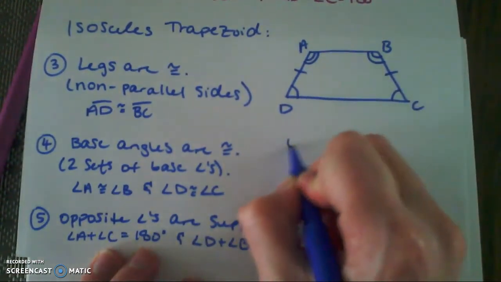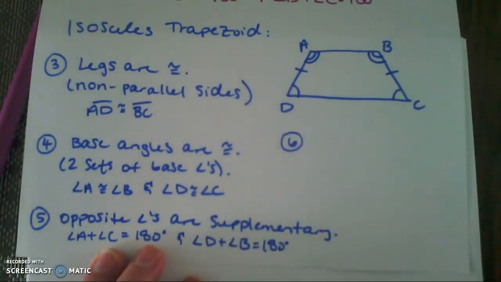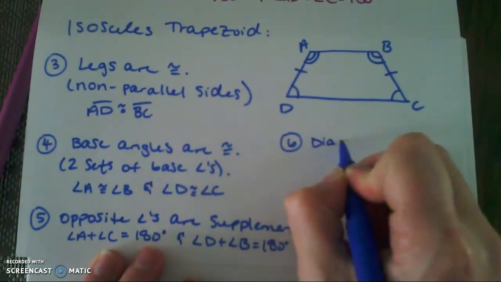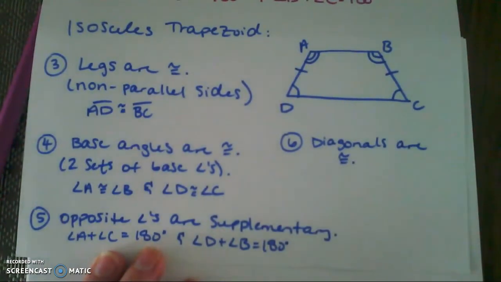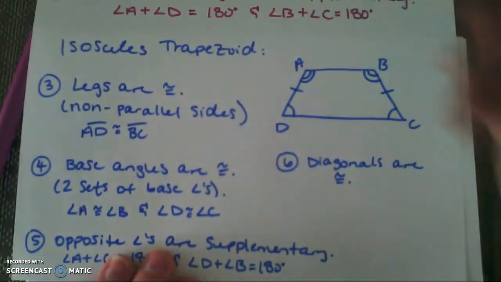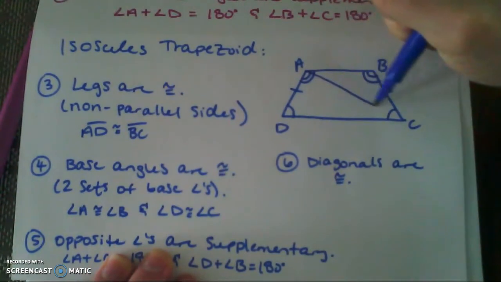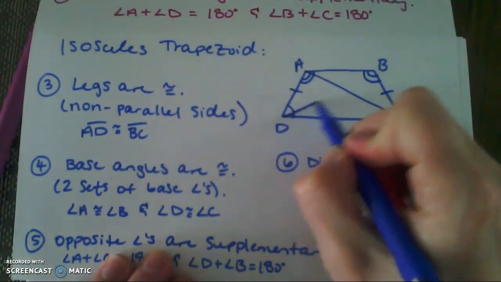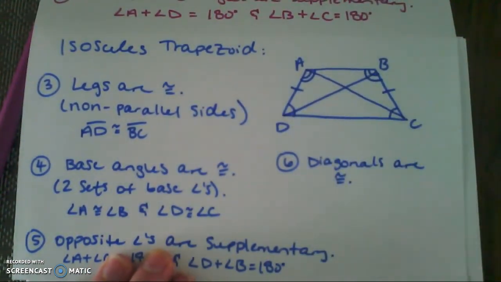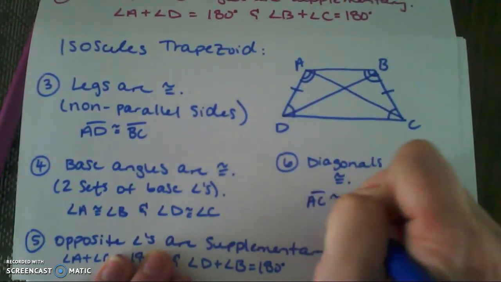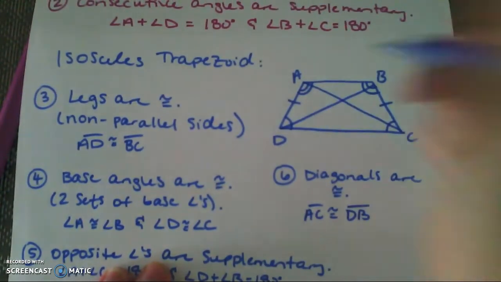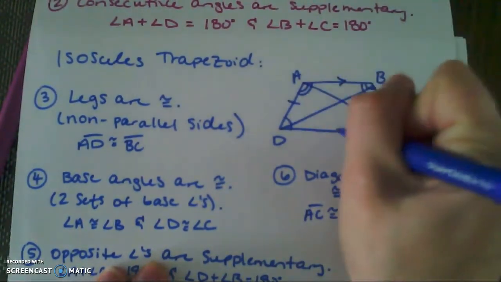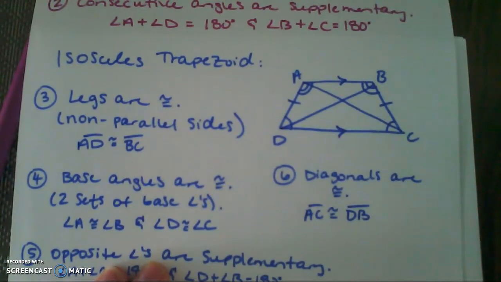The last property of an isosceles trapezoid is that the diagonals are congruent. So if we drew them in there, we draw diagonal AC, diagonal DB, those would be congruent to each other. So AC is congruent to DB. And I guess we can also add into our picture, these two would be your bases, your parallel sides. You guys have your congruent legs.